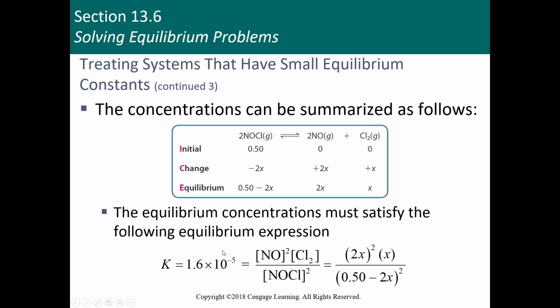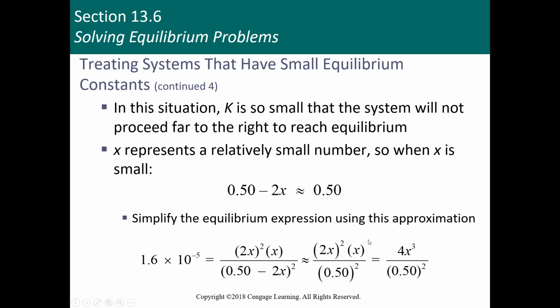So if we have a very small number for K, that means x is always going to be a fairly small number if we have a value of x up here. And 0.5 down here is much larger than this value of x could be. And so we can actually make a little bit of a shortcut. So our value of K is so small that we know any change, any value of x, is very small. It's not going to be very meaningful. It's going to be a relatively insignificant amount as compared to 0.5.